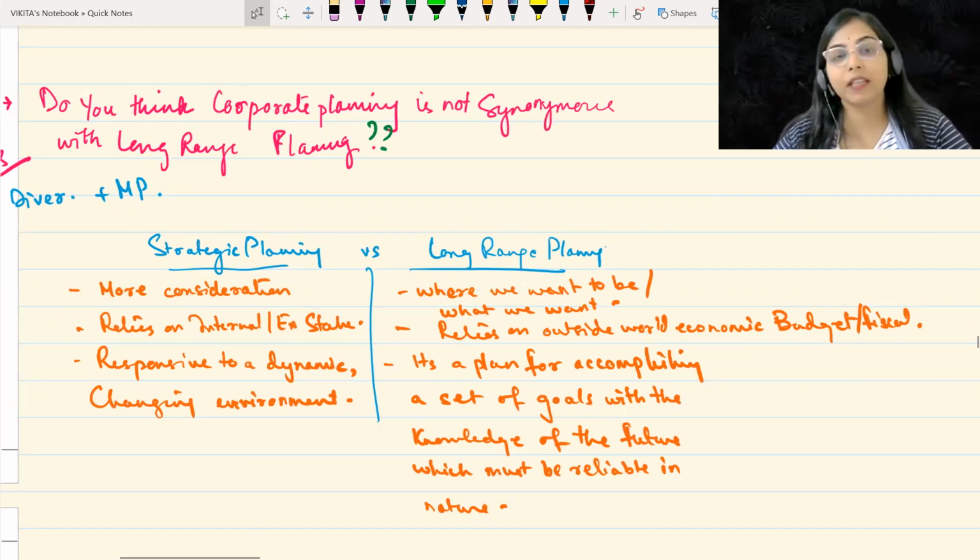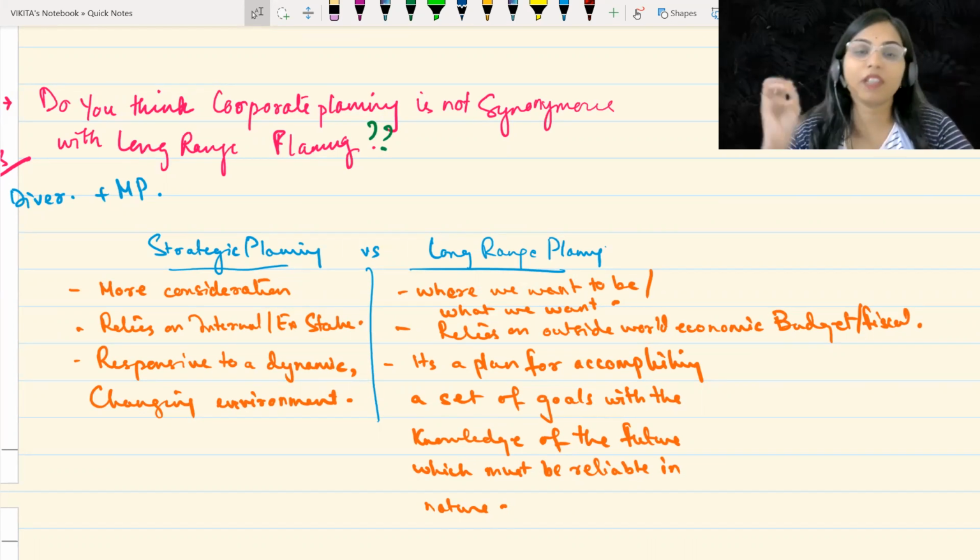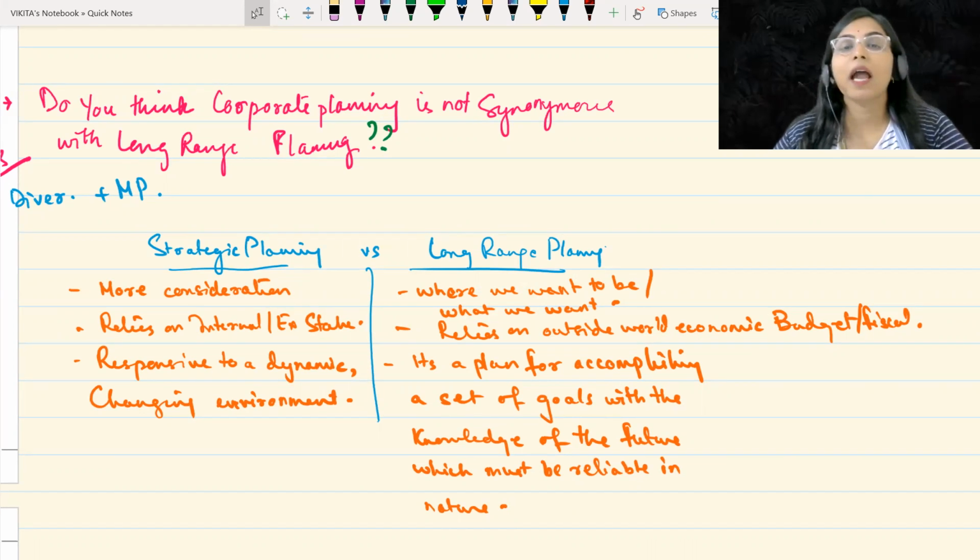Strategic planning has more consideration. Long range planning is where we want to be and what we want. Strategic planning speaks purely on internal and external stakeholders, and long range planning speaks purely on the outside world, budget and physical budget. Strategic planning is responsive to a dynamic and changing environment. Long range planning is reliable on the futuristic nature only. Got it?